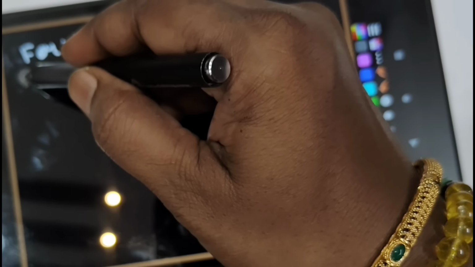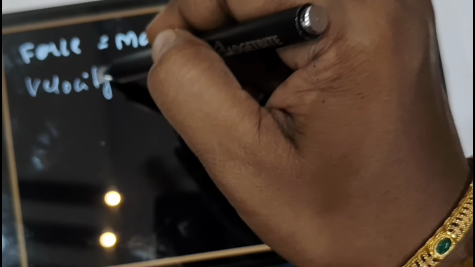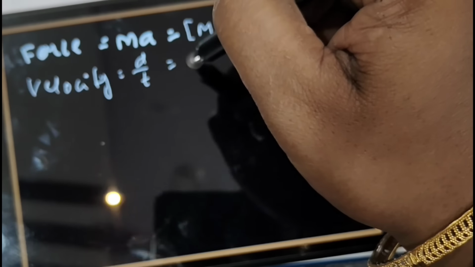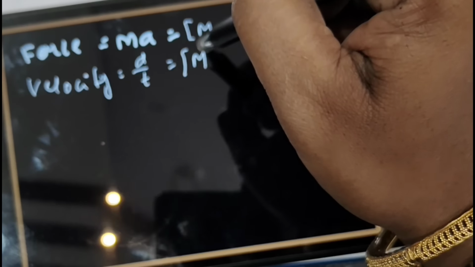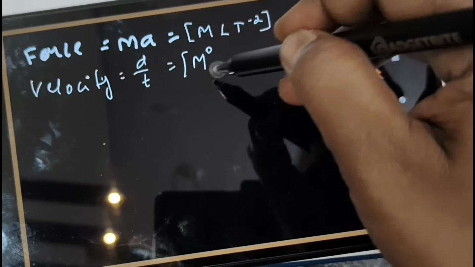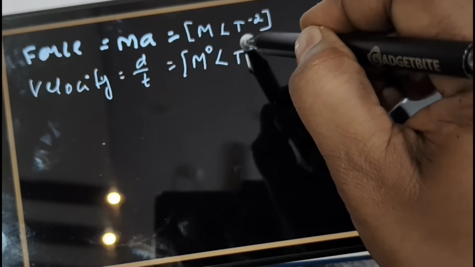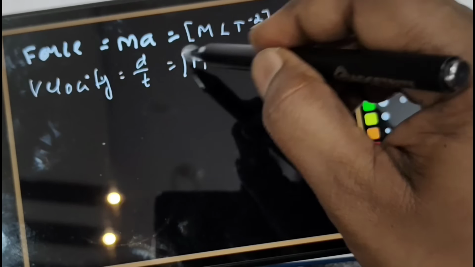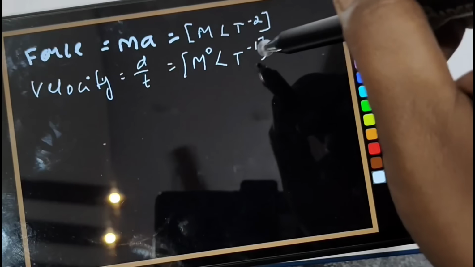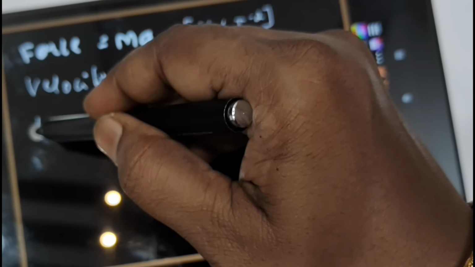Now let us see velocity. That is displacement by time. Here there is no mass. If there is no mass, we write it as M naught, or simply you can omit it. But if it is asked for all three, then write M naught, L, T raised to minus 1. L is for the displacement, that is measured in meter only. Then per time. Okay, next we will see work.